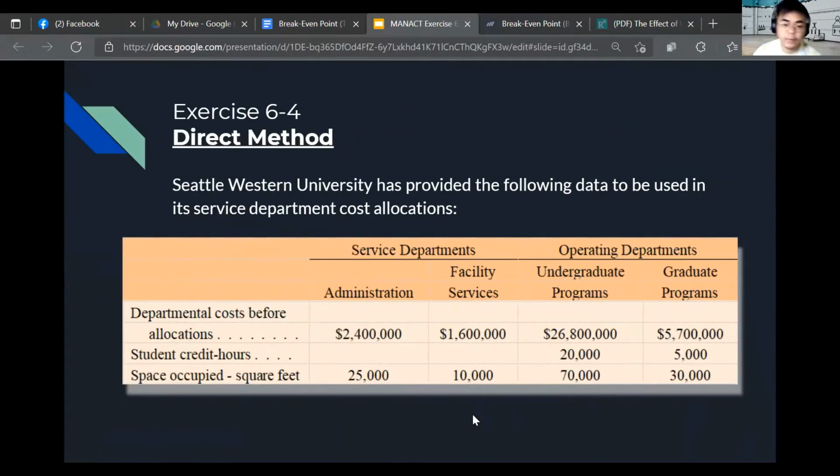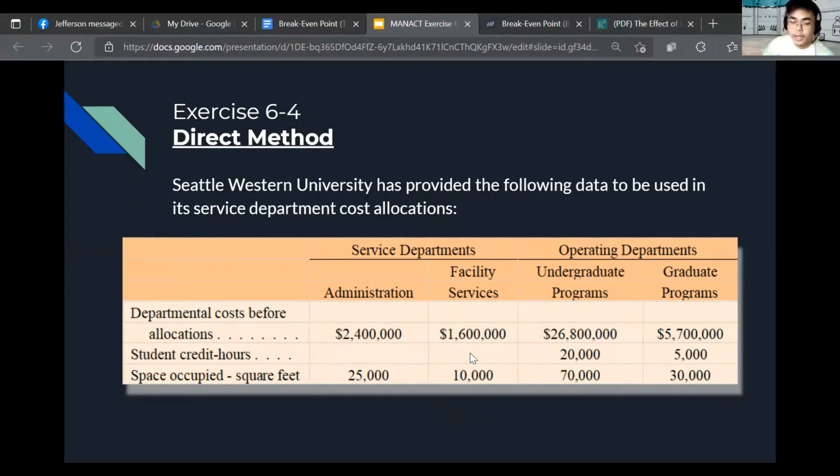Under this department, we have administration and facility services for the service department, and undergrad and graduate programs for the operating department. So each department has an initial cost of 2,400,000 for administration and 1,600,000 for the facility, 26,800,000 for the undergraduate, and 5,700,000 for the graduate program.